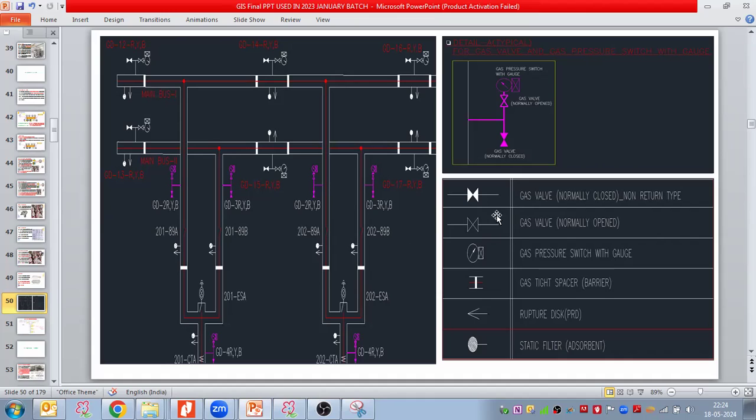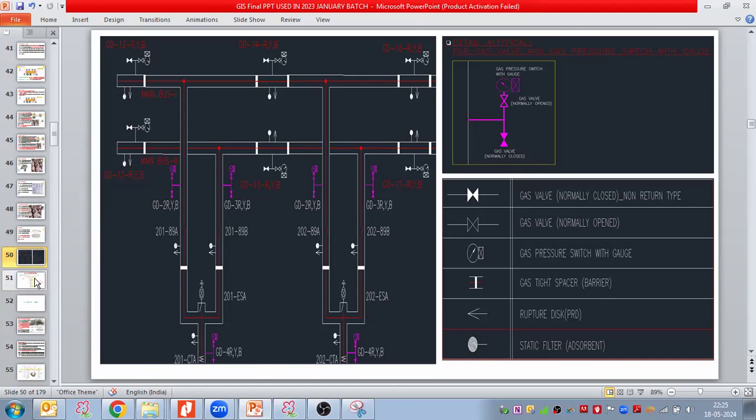In that compartment, the fittings we discussed, like gas valve, gas pressure switch, gas tight spacers, rupture disc, PRD disc, static filter absorbent, all these fittings need to be provided. So this one here, second here, and third here. The manufacturer needs to provide all these fittings and furnish the quantity, how many fittings are required in total. We review those quantities as well by reviewing the gas SLD.